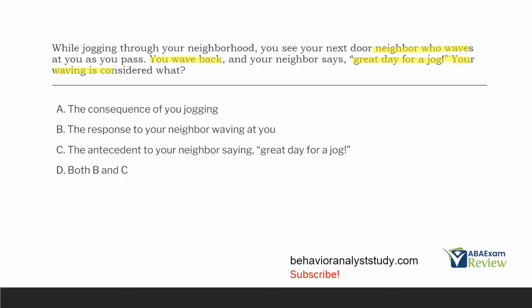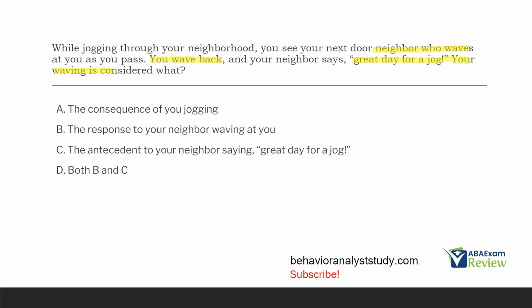So your waving is considered what? A, the consequence of you jogging. Well, it's not the consequence of you jogging, it's the consequence of your neighbor waving at you as you pass, from the neighbor's perspective. B, the response to your neighbor waving at you. Yes, antecedent, neighbor waves, response, you wave back. C, the antecedent to your neighbor saying, "Great day for a jog." Yes, antecedent, you wave back, and the response is "Great day for a jog."